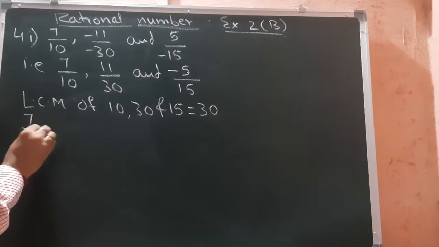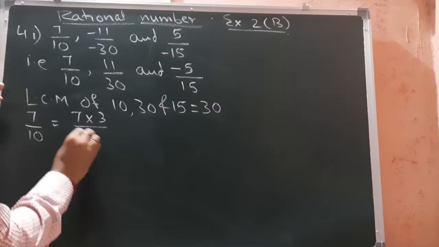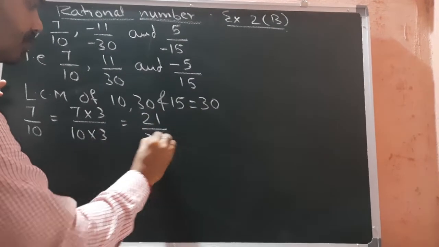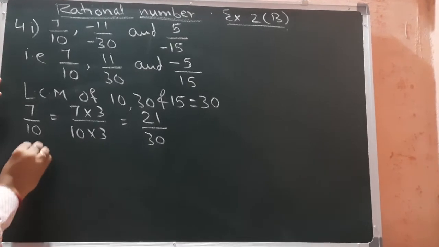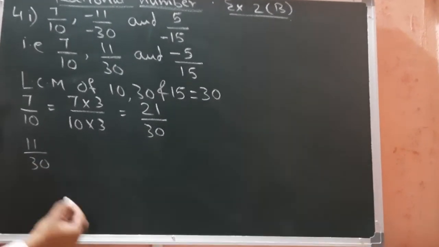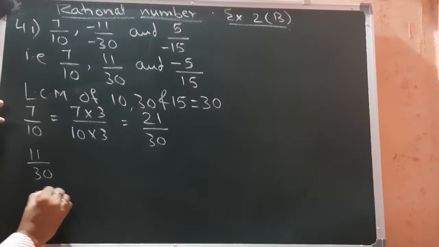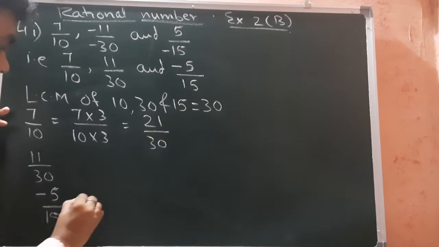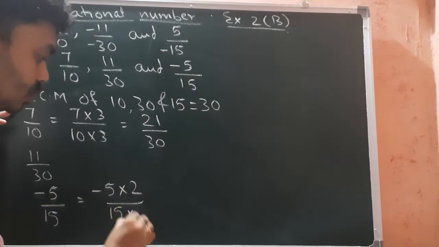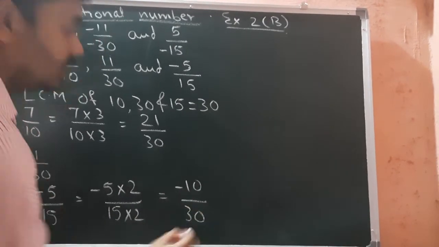So 7 by 10 can be written as 7 into 3 upon 10 into 3, which is equal to 21 by 30. Then we have 11 by 30. The denominator is the same, so it stays as it is. Then we have minus 5 by 15, which is equal to minus 5 into 2 upon 15 into 2, which is equal to minus 10 by 30.